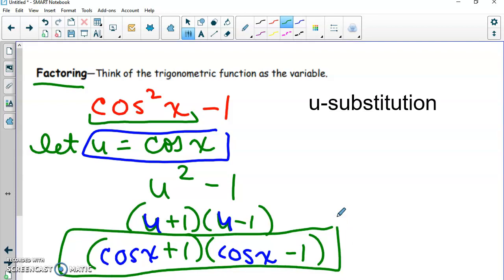When we start getting good at this, you can skip the step of substituting for u, but we should get used to seeing u substitution because it's going to come up later in calc and in later classes as well.